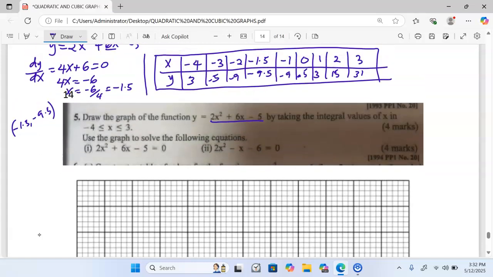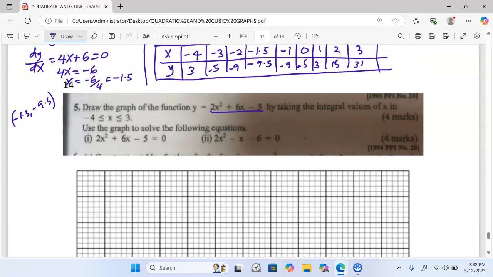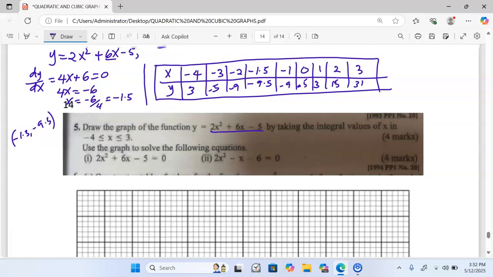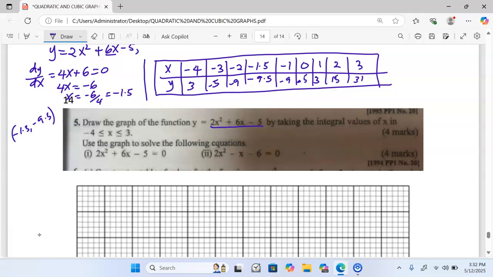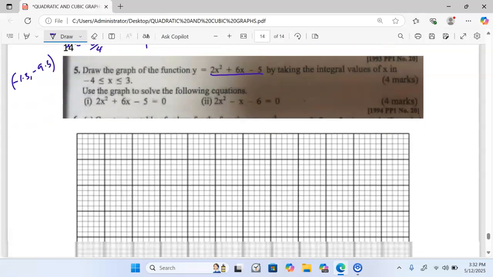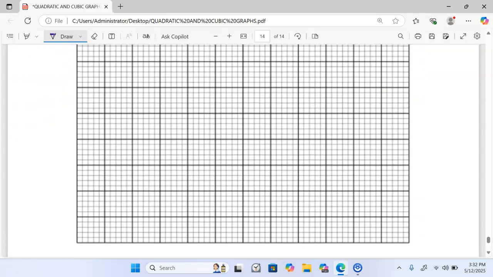The highest value of x to the left of the origin is −4, and to the right of the origin is +3. Now we can use a scale of 1 centimeter to represent 1 unit. And on the y-axis, the highest value we have is 31 positive and −9.5. So we can lower our graph so that we get exactly what we need to draw this graph.